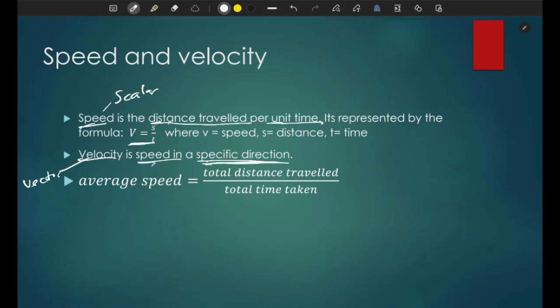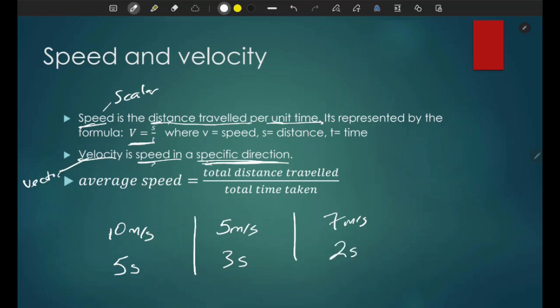So for example, let's say a car traveled 10 meters per second for the first 5 seconds, and then it traveled 5 meters per second for the next 3 seconds, and lastly it traveled, let's say, 7 meters per second for the next 2 seconds, and in all this it traveled a distance of 100 meters.